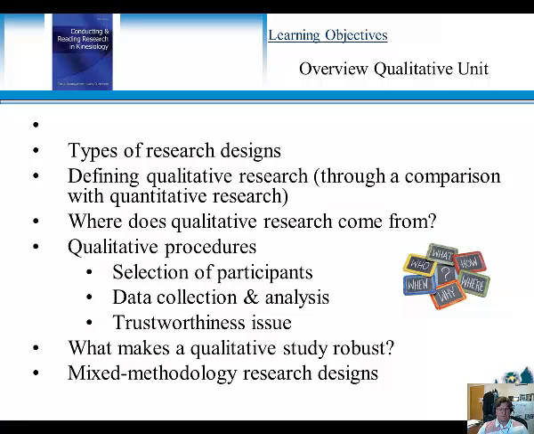We'll discuss what makes a qualitative study robust, or what makes a qualitative study good. And then at the end of this lecture, we'll extend this into looking at mixed methodology research designs that are very powerful because they combine the best elements of quantitative research with the best elements of qualitative research. The trade-off is that they're very labor intense.